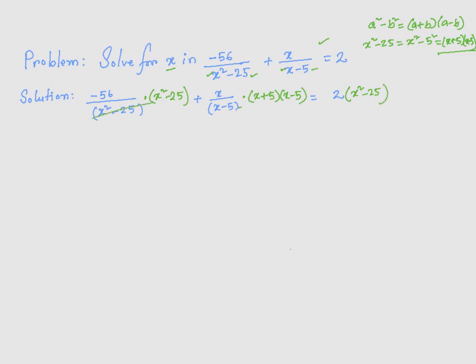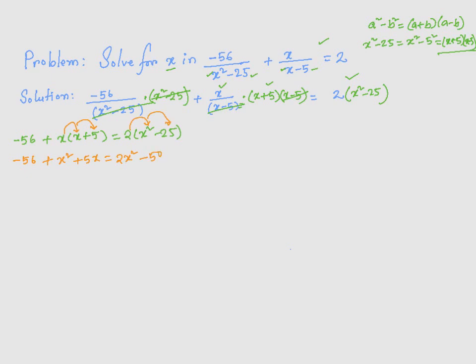Now there are some cancellations coming in this. Cancel out, that gives me negative 56. And this cancel out, that gives me x times x plus 5. Look, x and x plus 5 is equal to 2 times x squared minus 25 on the right hand side. Now I'm going to use distributive property to simplify it. So negative 56 plus x times x is x squared, x times 5 is 5x, is equal to 2 times x squared is 2x squared, and 2 times negative 25 is negative 50.